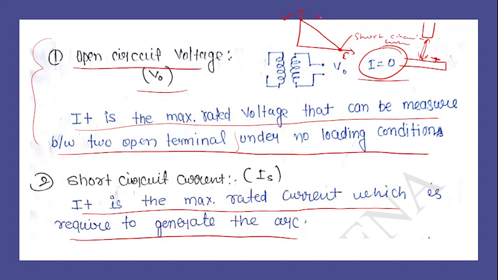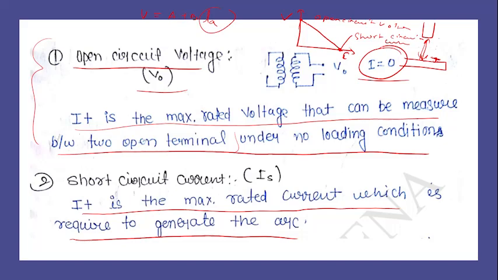This will be your open circuit voltage. When you are reducing your arc length, that means you are reducing the voltage, right? Because your arc voltage has a linear relationship with your arc length. So suppose you're coming closer, that means you're reducing the voltage.